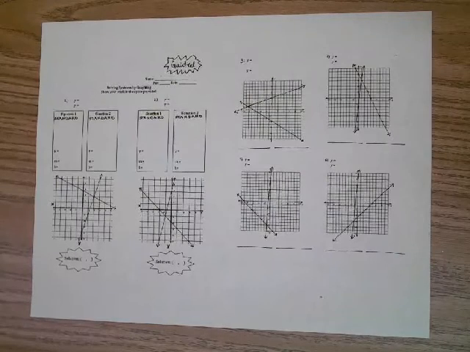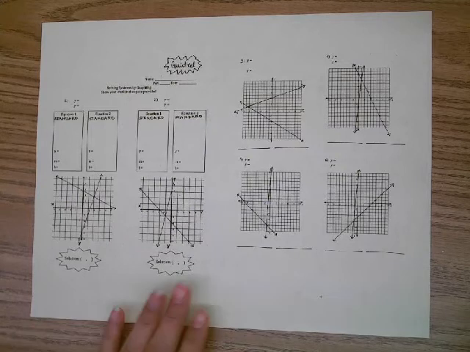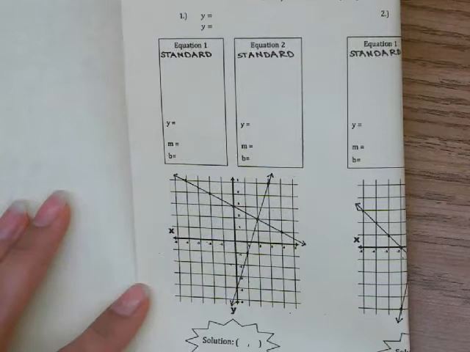Okay, so we are going to keep working with systems of equations, but this time we're going to write the equations from the graphs that are already given. Okay, so let's start with number one. Let me zoom in. I'm going to actually fold my paper so that we're only looking at number one. All right, let me zoom out a little bit.